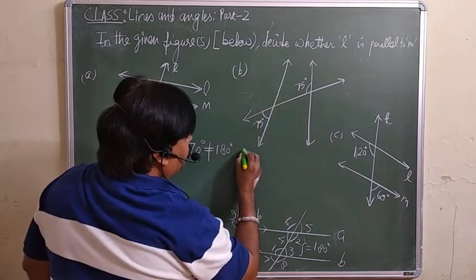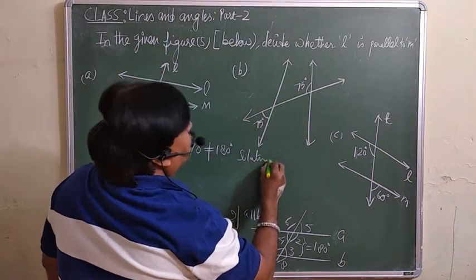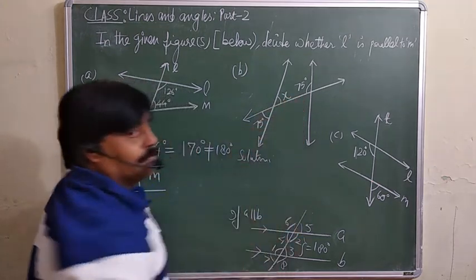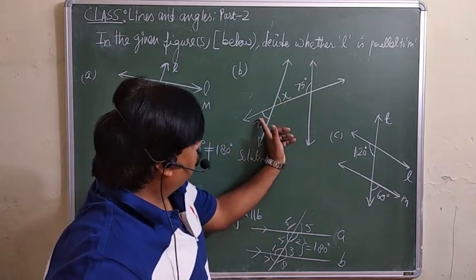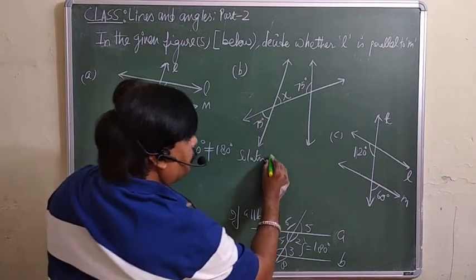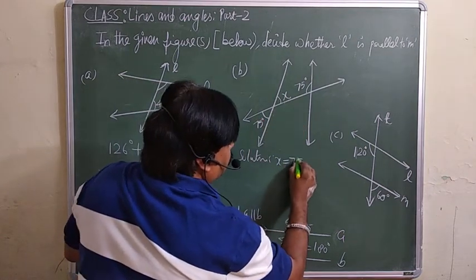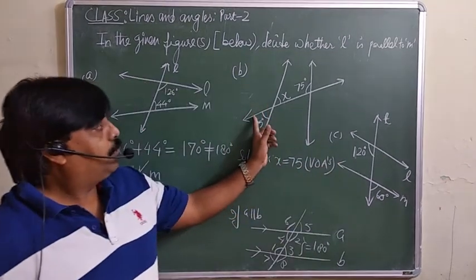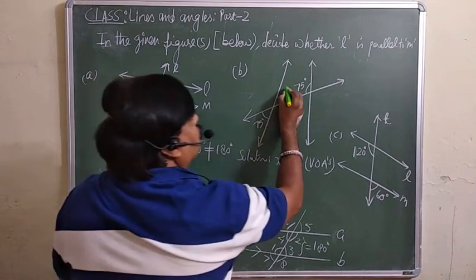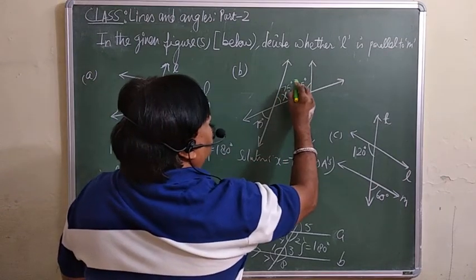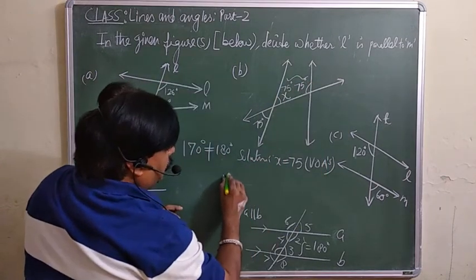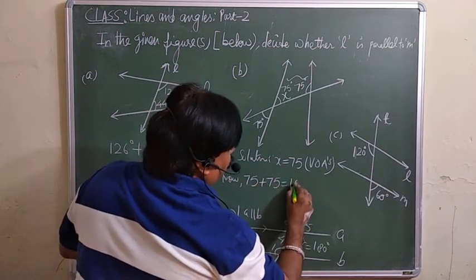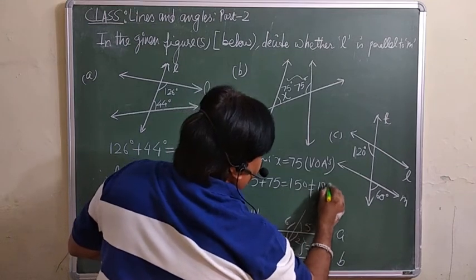Now here, solution. For our own convenience, I am taking this as X. So first of all, see, this is 75, so X will also be equal to 75. The reason is vertical opposite angles, because vertical opposite angles are always equal. So this is also 75 degrees. Now you can check the sum of these two. 75 plus 75 is equal to 150, which is not equal to 180.